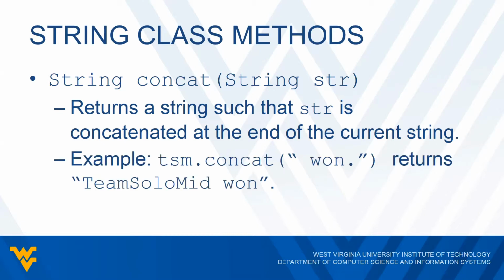So let's take a look at an example. If I have tsm.concat, and what I put inside there is the string 1 with a space in front of it. Remember, tsm was just the string team solo mid, and then I'm going to tack on space 1. So the output of this, or what it returns, is going to be team solo mid space 1.